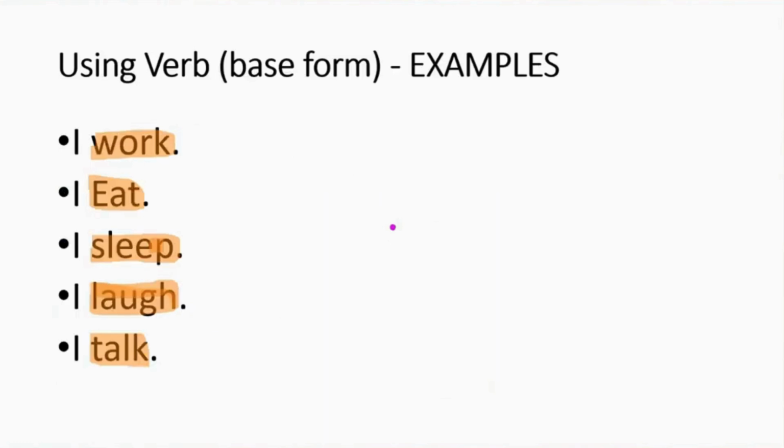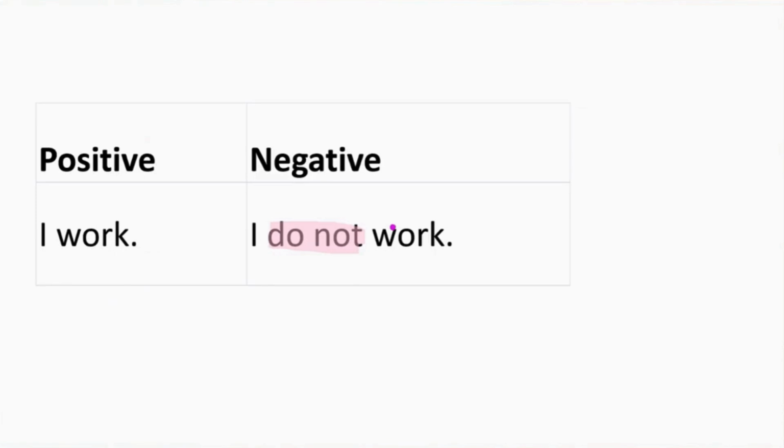You can use any verb in base form to form a present simple sentence, such as I work, I eat, I sleep, I laugh, I talk. These were the positive sentences. Now let's go back to our example. I work is a positive sentence.